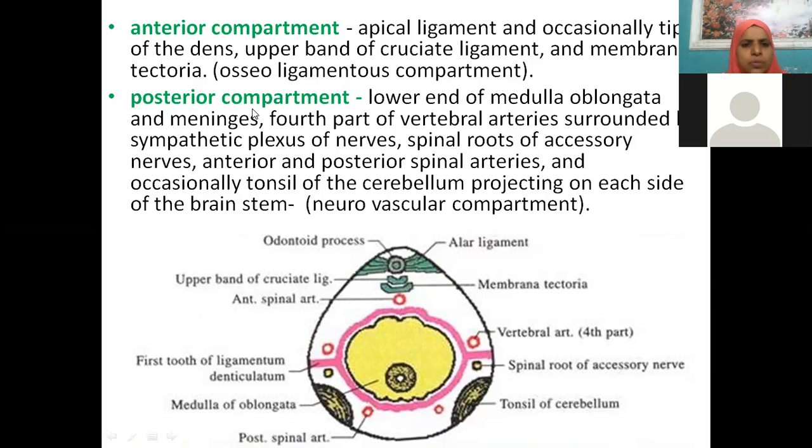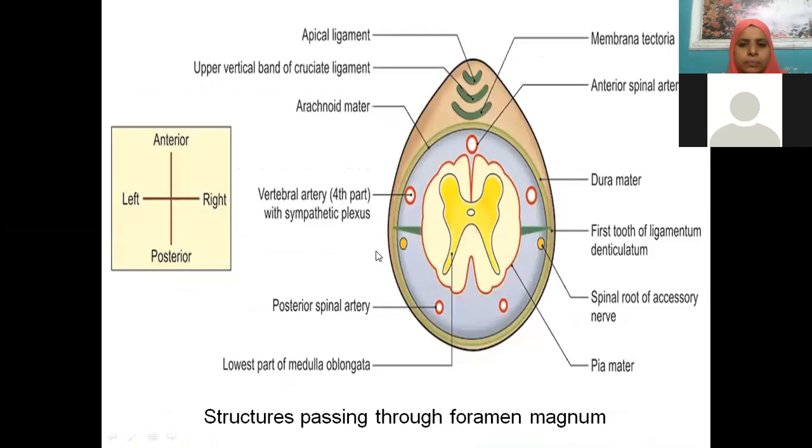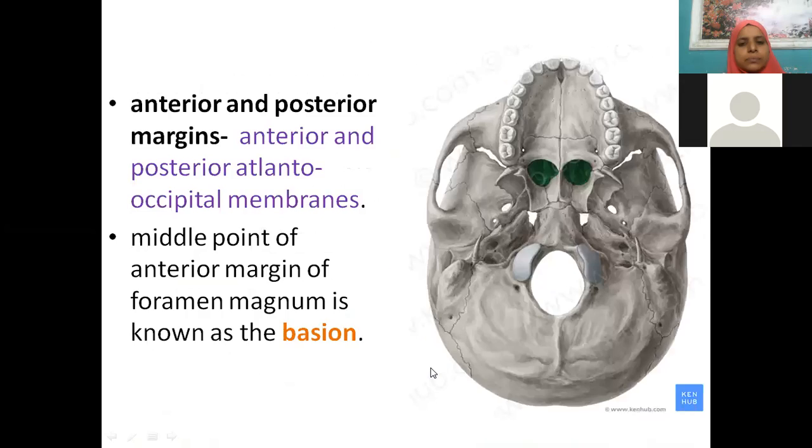Whatever is texted here is all listed here. The same thing is texted here. This is one more picture which has been taken from Chaurasia. So the same thing we have discussed is written here. So anterior and posterior margins. See, this is the anterior margin. This is the posterior margin, which is giving attachment to the atlanto-occipital membranes. The middle part is this one, known as the basion. This area exactly.